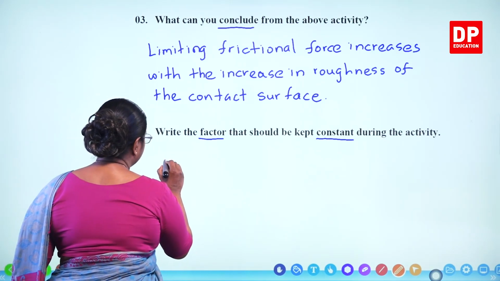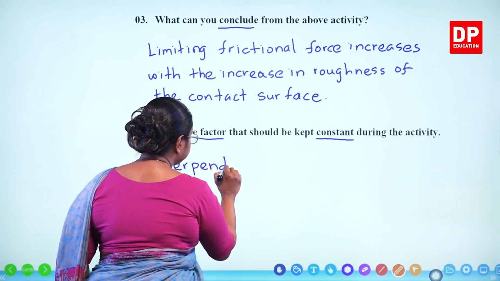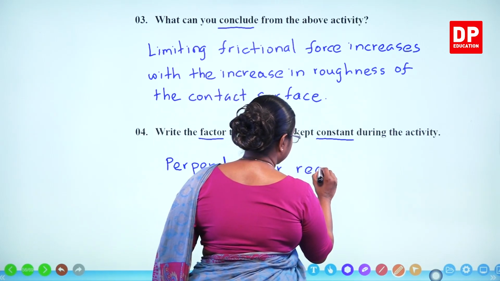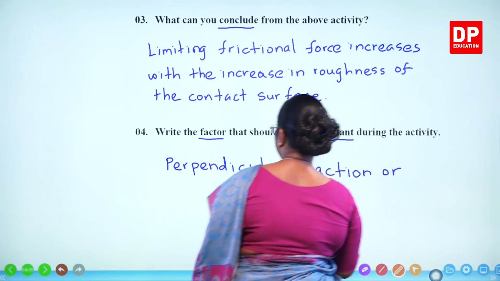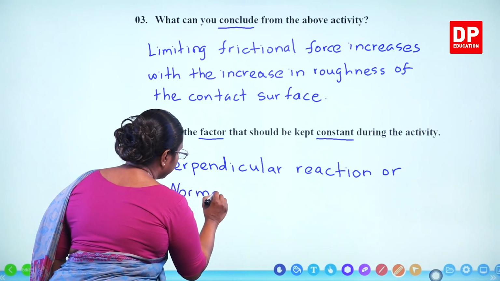So here the factor will be perpendicular reaction, or you can write it as normal reaction.